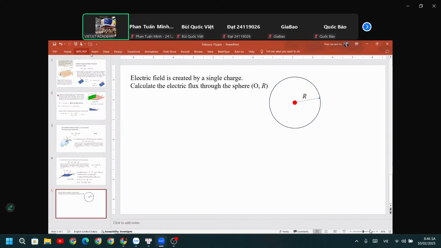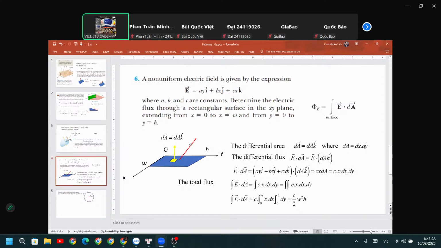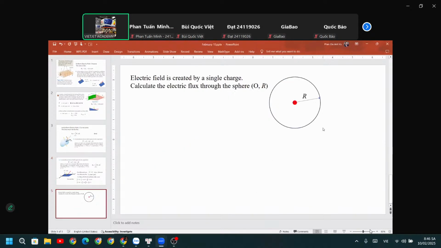So in this case, you have the electric field at a point on the sphere. Let's say this one will be this, right? And another place, it will be this.